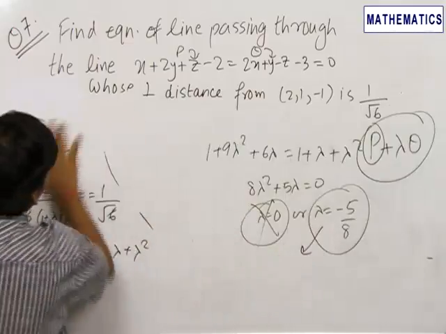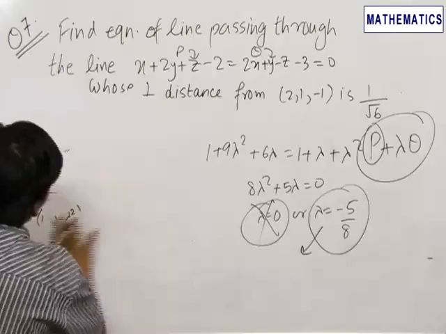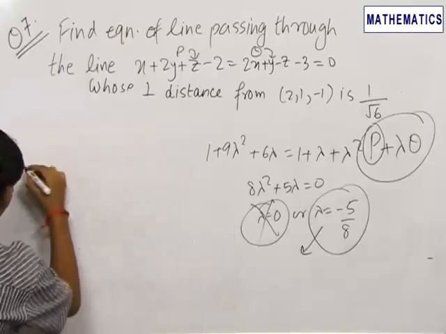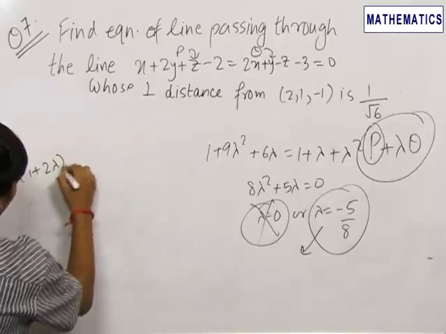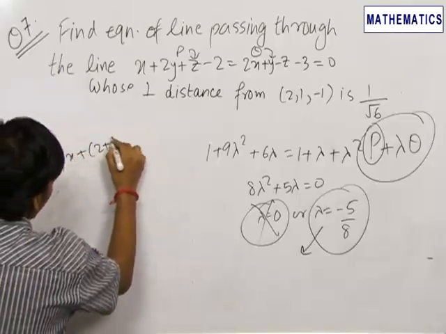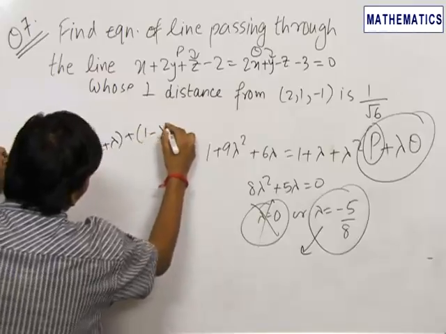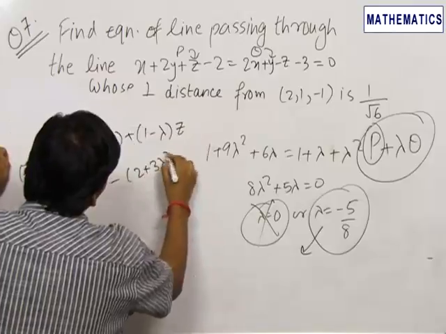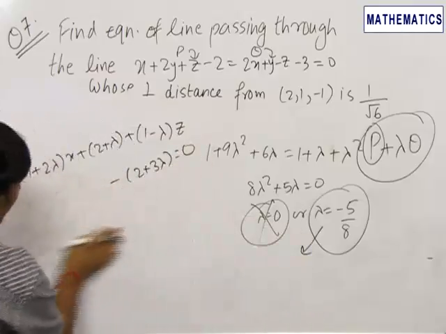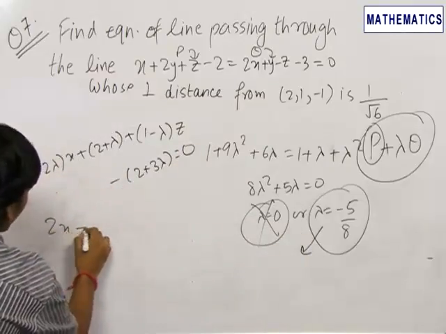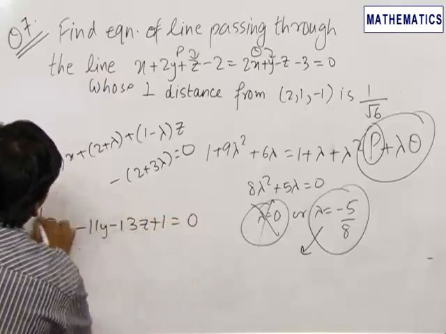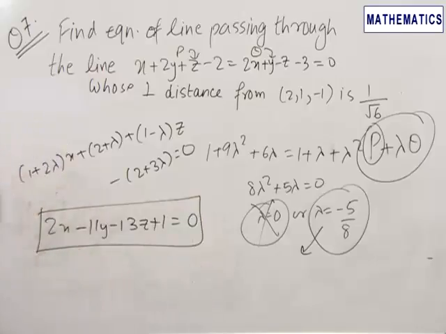On putting this value of lambda in the equation that we had already got, (1 plus 2 lambda) x plus (2 plus lambda) times y plus (1 minus lambda) times z minus (2 plus 3 lambda) is equal to 0. On putting the value of lambda is equal to minus 5 by 8 over here, we get 2x minus 11y minus 13z plus 1 equal to 0. And this is the final equation of the plane that we wanted.